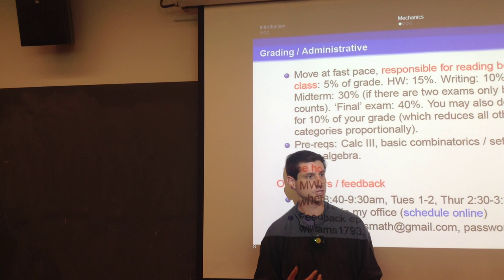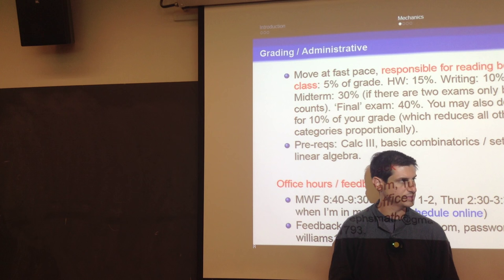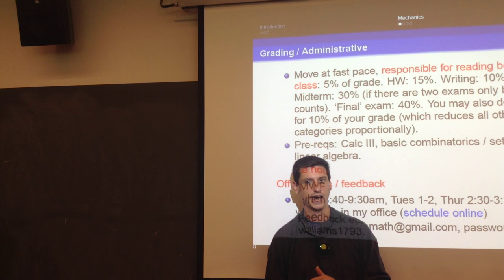All right, so the prereqs for this class are Calculus 3, linear algebra, basic combinatorics and set theory. I will review all the terms I need from that, and linear algebra. All right. If I am in my office, it's office hours. If you email me, I am usually fairly good at responding. I will respond essentially within 3 hours between 9 p.m. and 7 a.m.